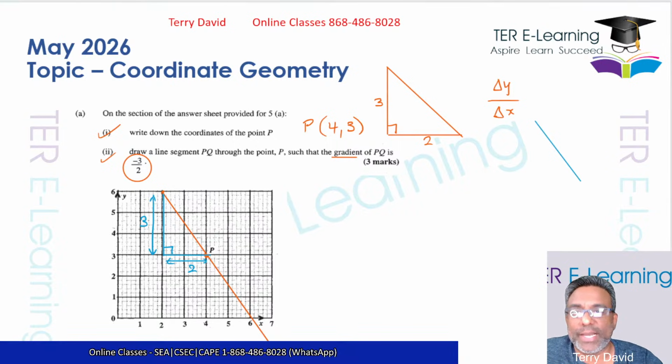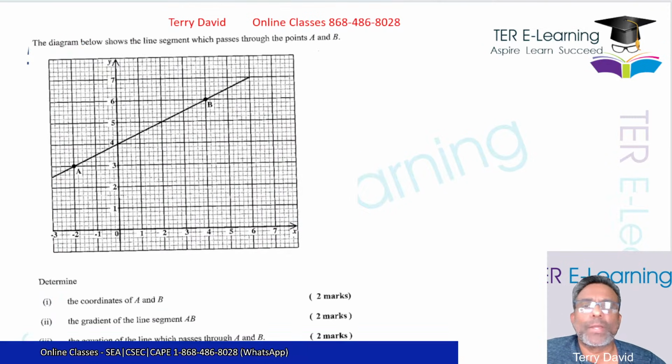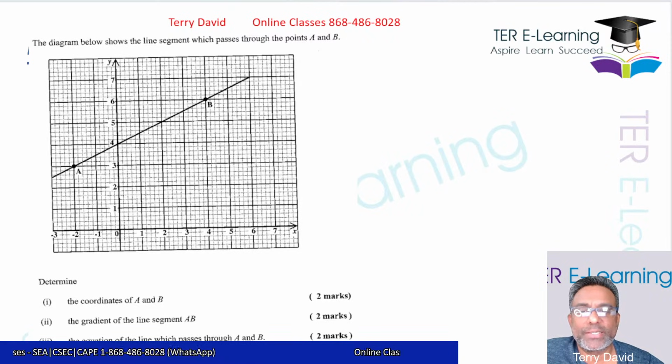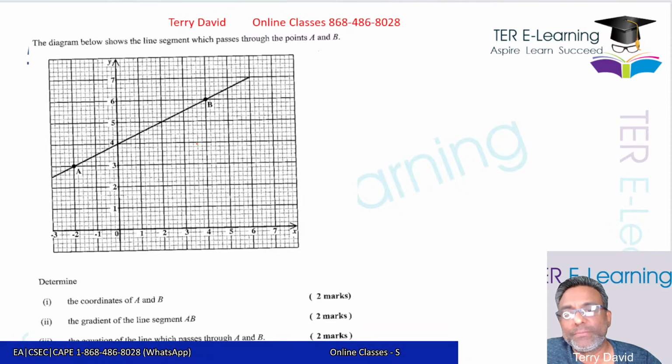All right, so let's see. I have another question here. Let's see what's happening. All right, the diagram shows a line segment which passes through A and B. State the coordinates of A and of B.